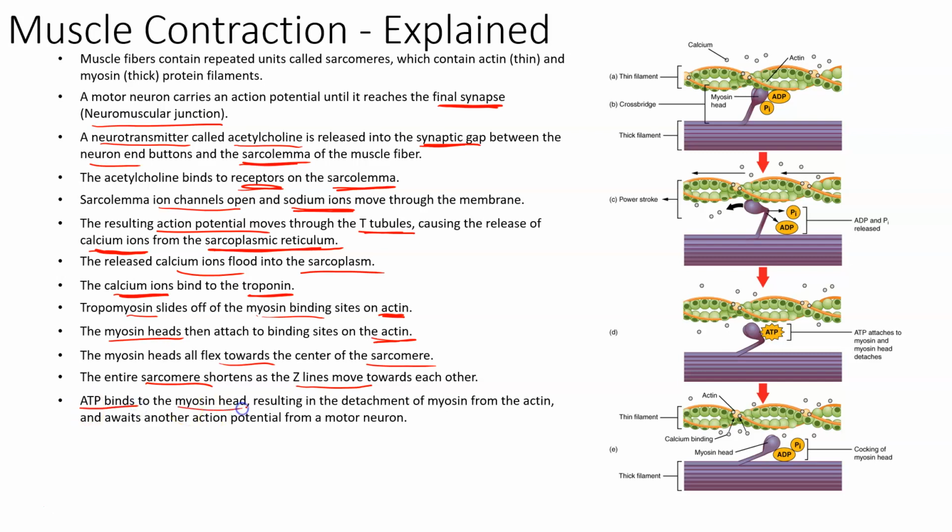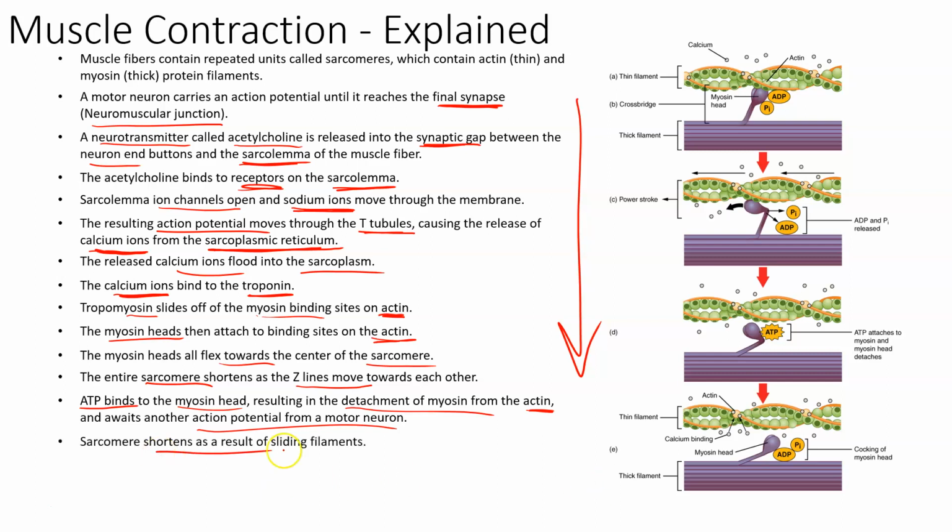ATP then binds to the myosin head, and as ATP binds to the myosin head, it detaches the myosin head from the actin so that it can await another action potential from a motor neuron, which starts this cascade of events again. This will either cause the sarcomere to continue to shorten if the neurons are sending signals to continually contract, or the filaments will slide the other way and completely lengthen if the neurons are carrying signals from the brain telling the muscle to relax.